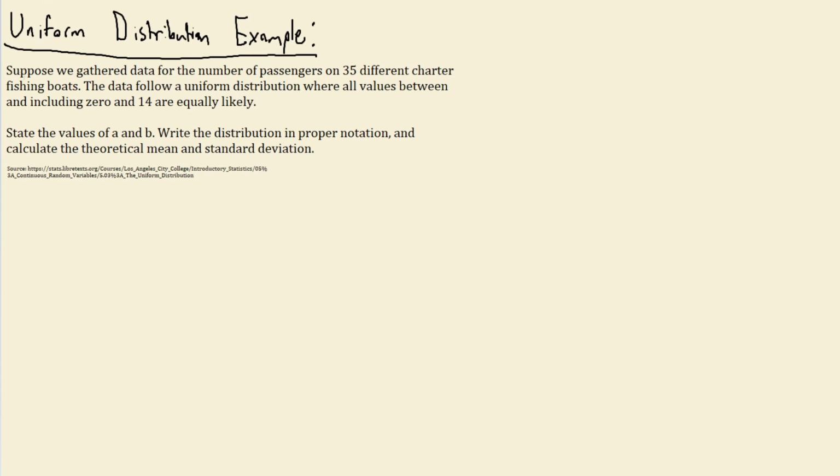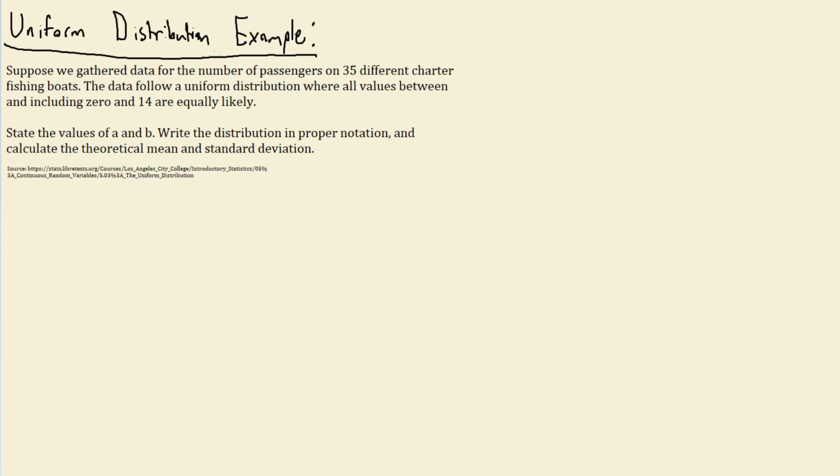Here we're told that we gathered data for the number of passengers on 35 different charter fishing boats, and the data followed a uniform distribution where all values between and including 0 and 14 are equally likely. We're asked to state the values of A and B, write the distribution in proper notation, and calculate the theoretical mean and standard deviation.